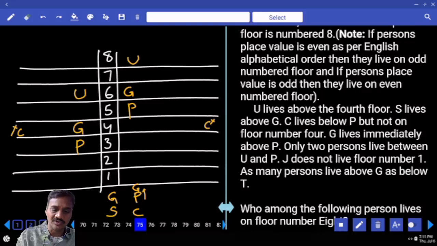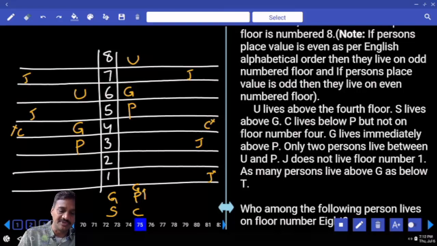J does not live on floor number 1. Hence, what is the value of J? J is even. Hence, J can be at any one of these odd places. J can be either 5th place or 7th place. Now here in this one, J can be either on the 3rd place or on the 7th. Mind the information? And coming back to this one, C is below this P.